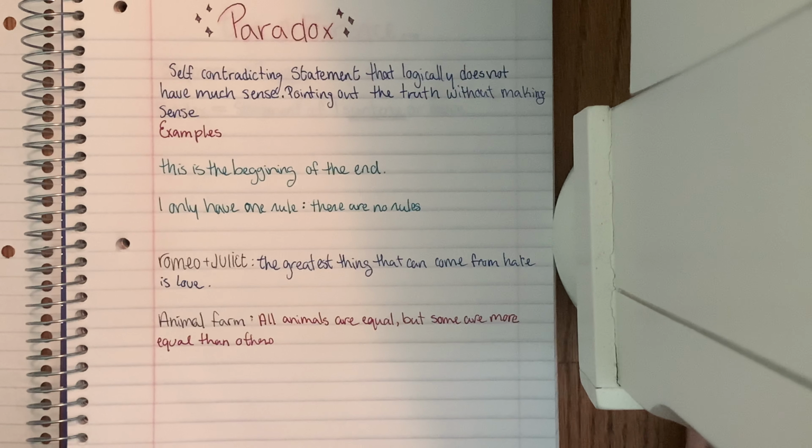In Romeo and Juliet, the greatest thing that can come from hate is love. So William Shakespeare is showing us that the best thing that can come from hate is love, but really hate and love are opposites. So it's weird that the greatest thing that can come from hate is love.